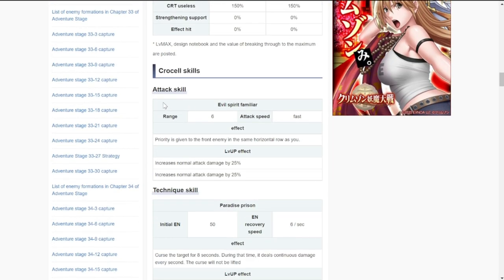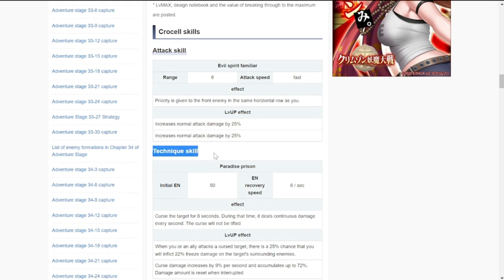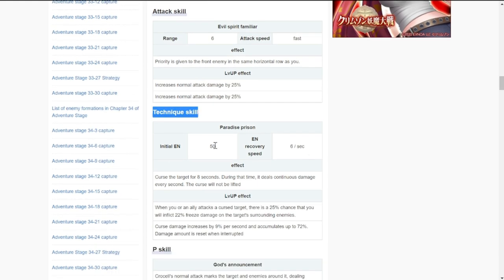For her attack skill, it's a range of 6. Attack speed is going to be 5, which is fantastic. Priority is given to the front enemy in the same row as her. It increases normal attack damage by 25% for level 2, and level 3 is another 25%, which is a total of 50%.